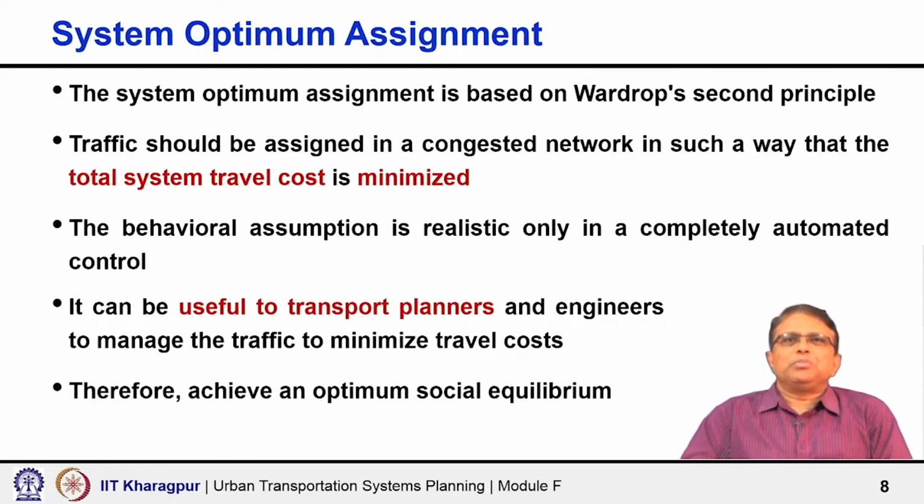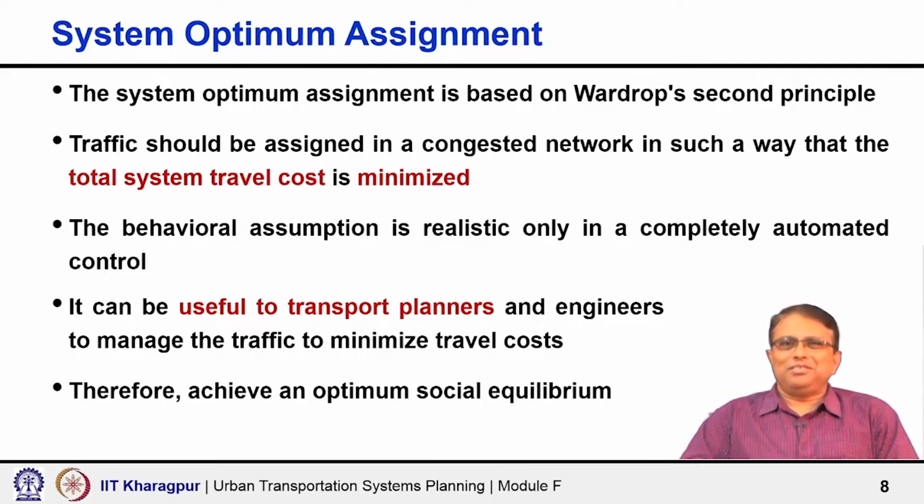The system optimum assignment is based on Wardrop's second principle. The first principle is user equilibrium. The second, system equilibrium, is as per Wardrop's second principle: traffic should be assigned in a congested network in such a way that the total system travel cost is minimized. I say aggregate; it is the system cost. The behavioral assumption is realistic only in a completely automated control. Why do I suddenly say completely automated control?